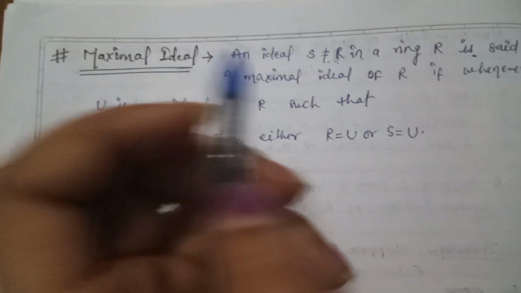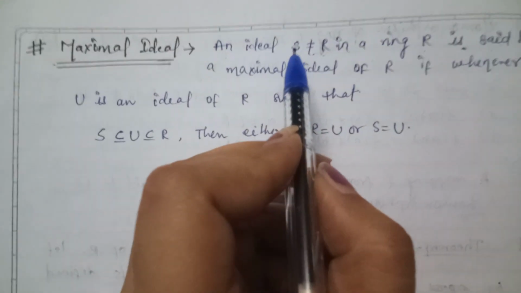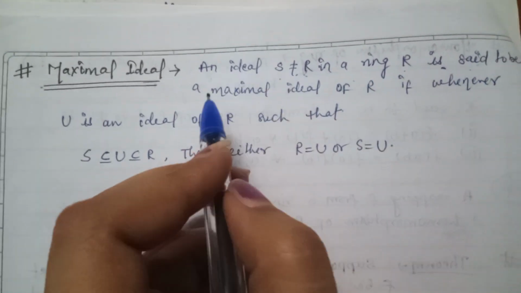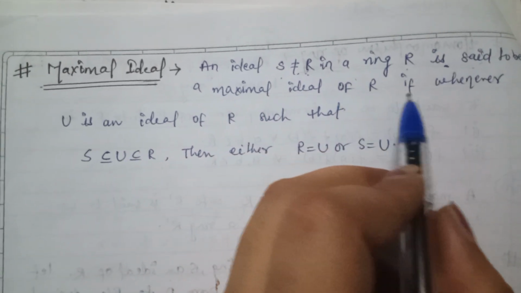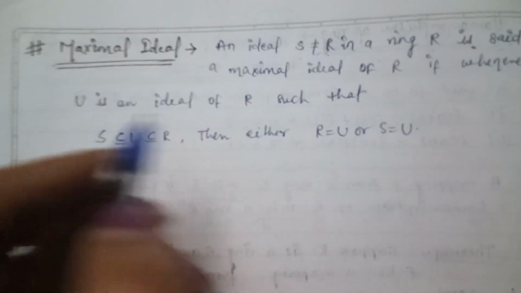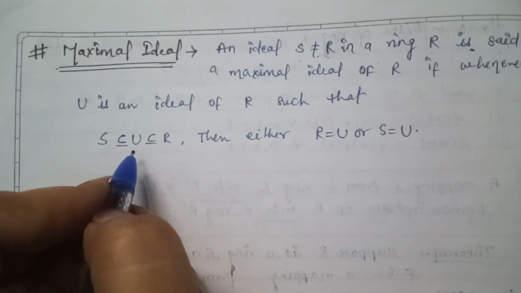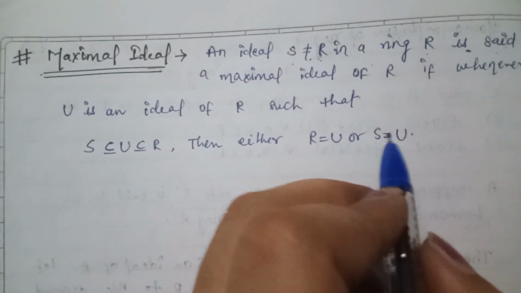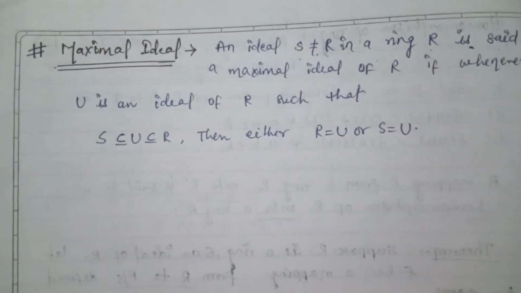Maximal ideal: an ideal S not equal to R in a ring R is said to be a maximal ideal of R if whenever U is an ideal of R such that S is a subset of U which is a subset of R, then either R is equal to U or S is equal to U.